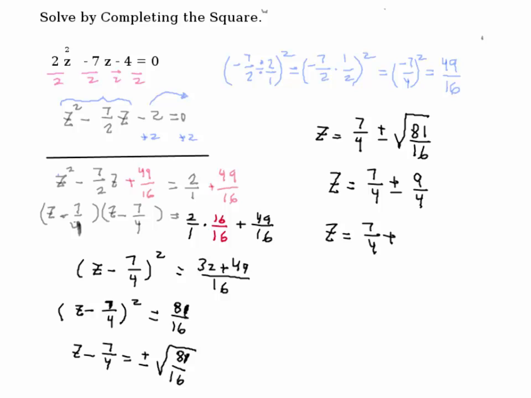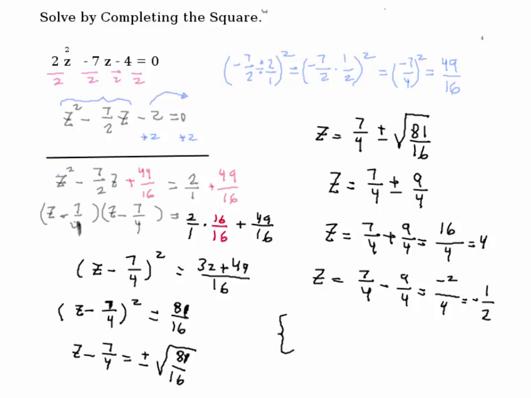z is equal to 7/4 plus 9 over 4, which is equal to what? 16 over 4, which is equal to what? Can I reduce that? 4, yeah. And then the other answer would be z is equal to 7/4 minus 9/4, which is equal to negative 2 over 4, which is equal to negative 1/2. So the solutions to this would be 4, and also negative 1/2.